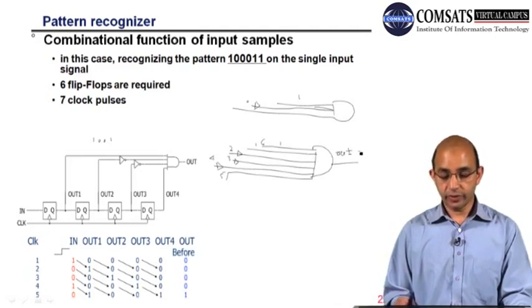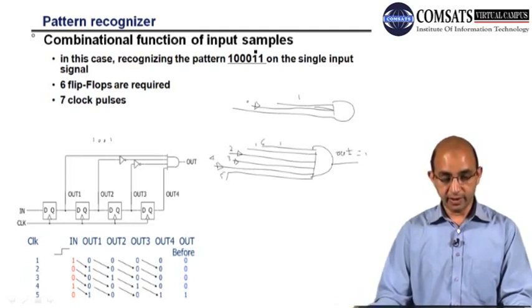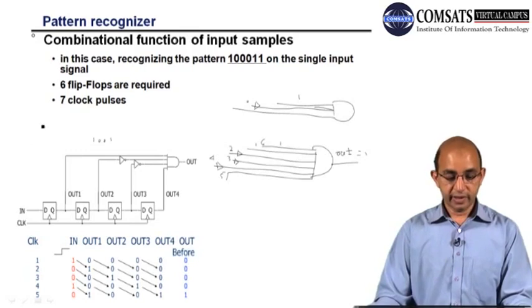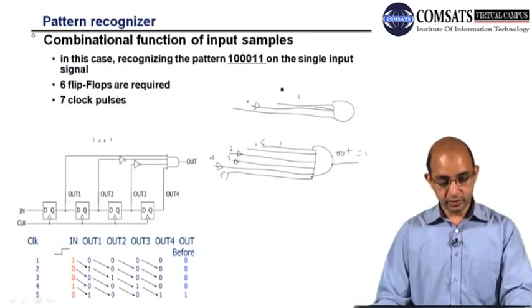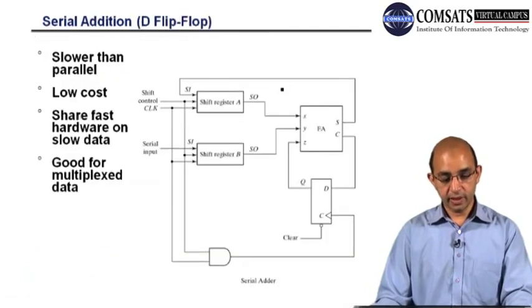Whenever out is equal to 1, it means this pattern has been recognized. So we need 6 flip-flops, and we need 7 clock pulses. For 4 bits, we need 5 clock pulses. For 7, 1, 2, 3, 4, 5, 6. So these are the 6 flip-flops, and we need 7 clock pulses in order to recognize that pattern.